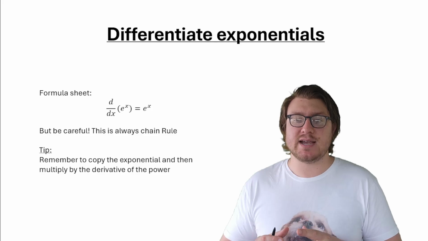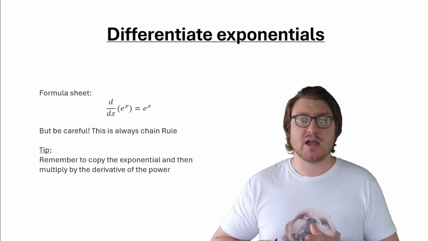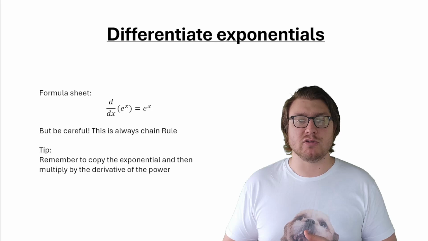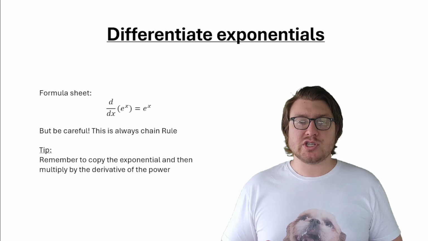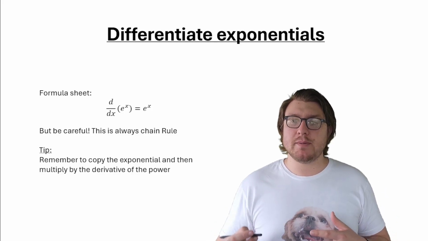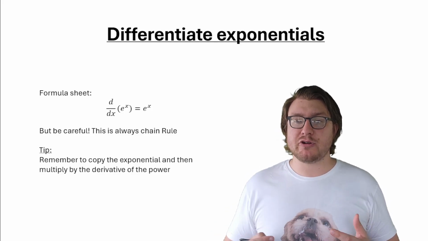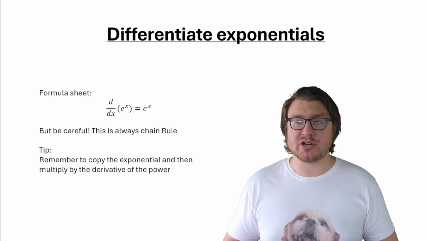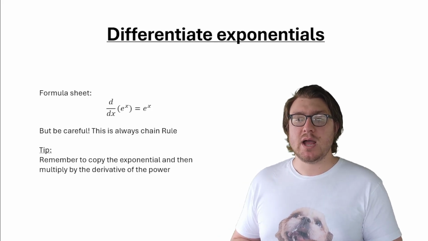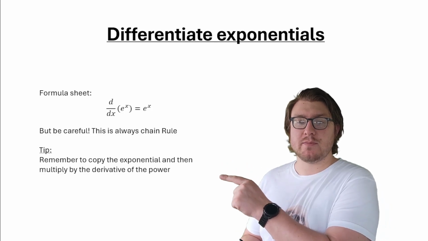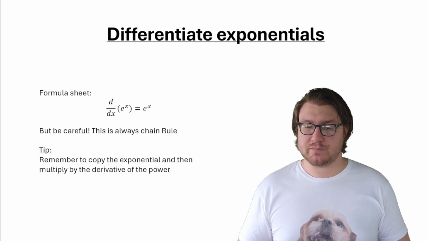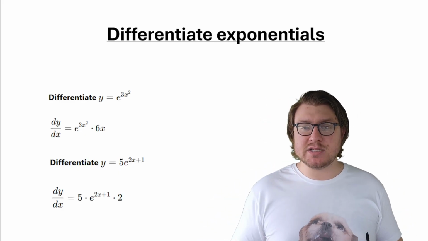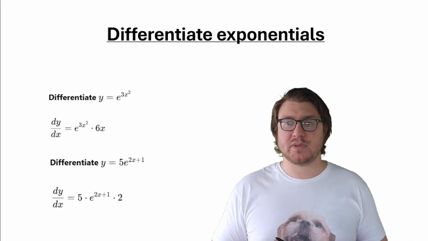If the x is anything else, then we need to use the chain rule, because then it becomes an inside function. So I would rather have you remember that if you want to differentiate the exponential function, then you should just copy the exponential term and then multiply by the derivative of the power. So let's keep that in mind and do a couple of examples.